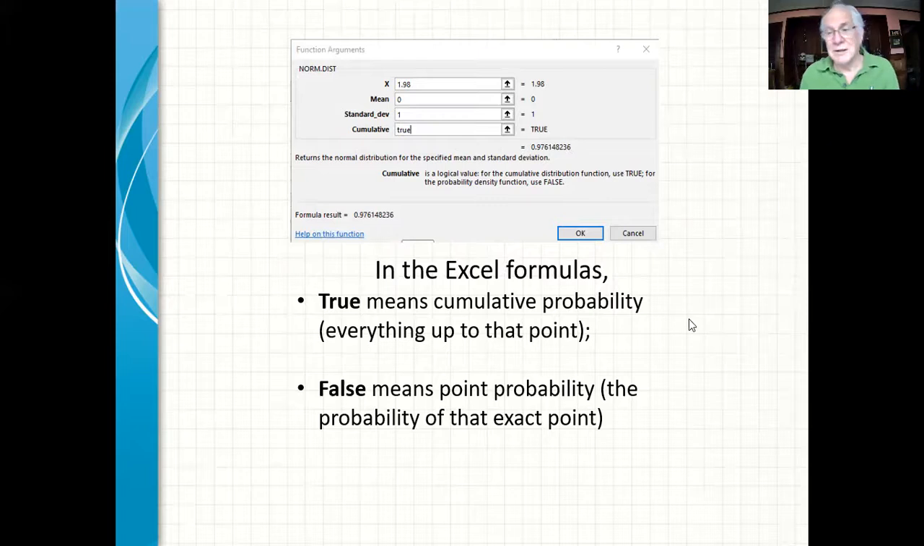However, the alternative is that instead of putting true in here, you put in false. And then it doesn't give you cumulative, it tells you the probability of getting exactly that point. What's the probability of getting a specific point? The true-false language is confusing, and I'm sorry, but it's how Excel does it. I can't change Excel around for you here. But true speaks to cumulative probability all the time. False speaks to point probability, the probability of getting a specific point on that curve.